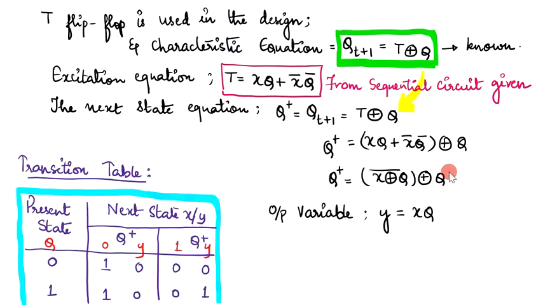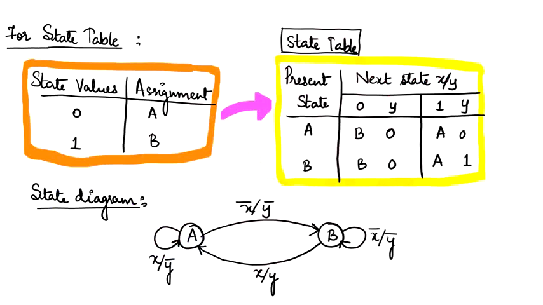XORed with 1 is equal to 0. So if you look at this, you get 0 here, and the output is 1 into 1 is equal to 1. So this is how you obtain the transition table. That is, the next state contents are obtained by simplifying the present state and the input x in this particular expression.